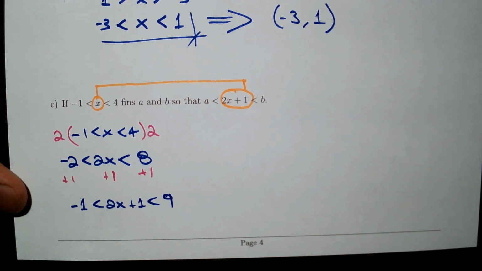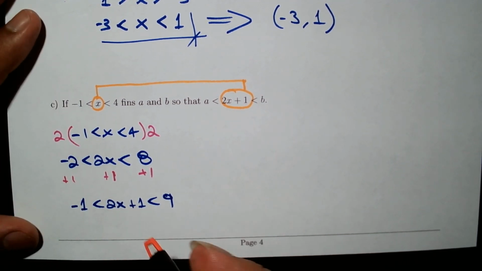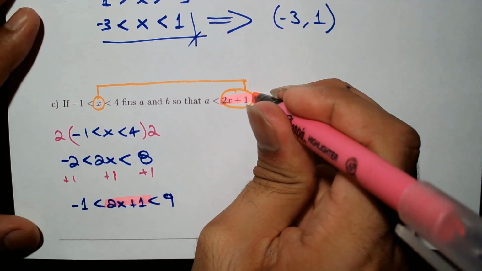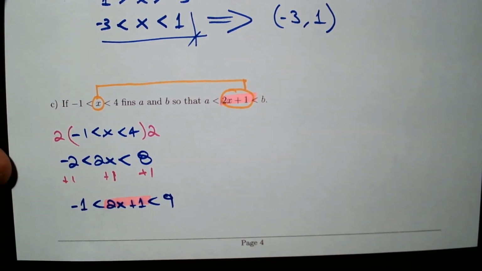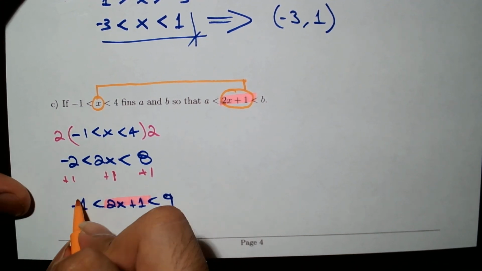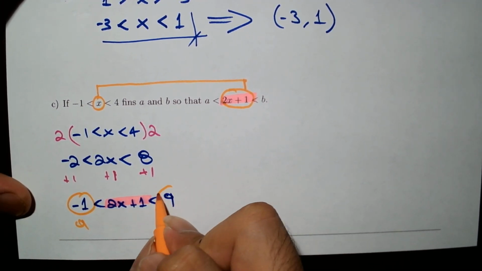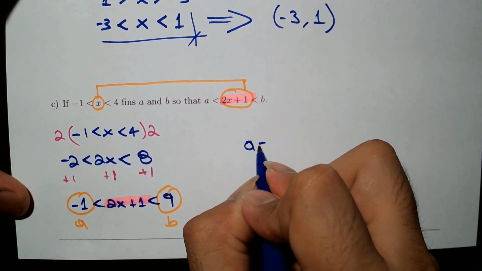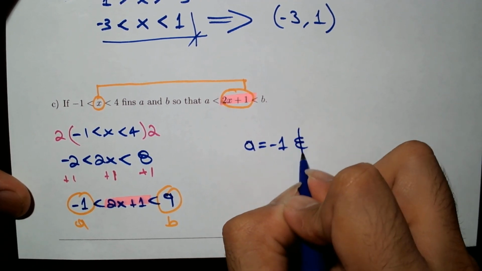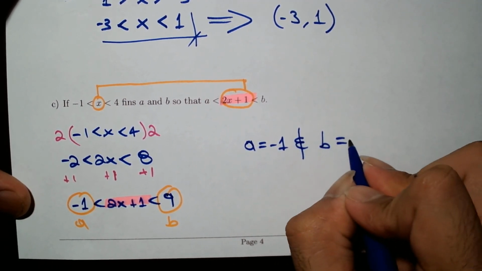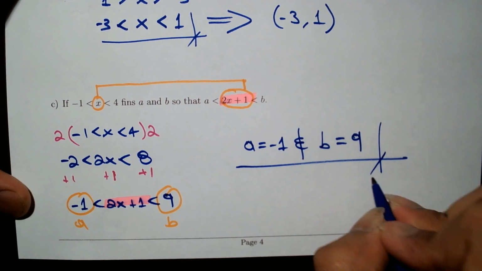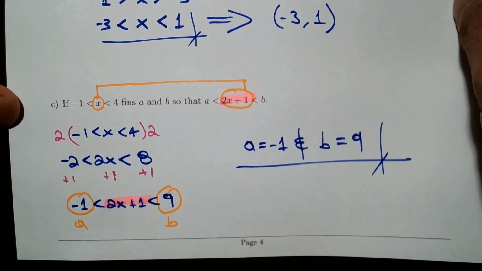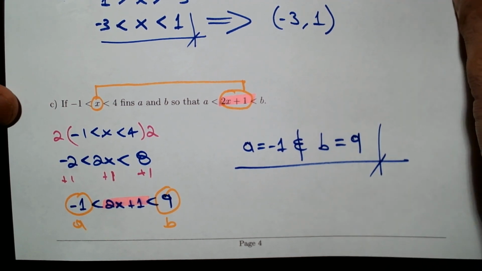So now that we have these middle sides matching, that is 2x plus 1 and 2x plus 1, we can from there identify what a and b are. So a equals negative 1 and b equals 9. Final answer. And this is the end of this brief review of inequalities and compound inequalities. See you in the next section.